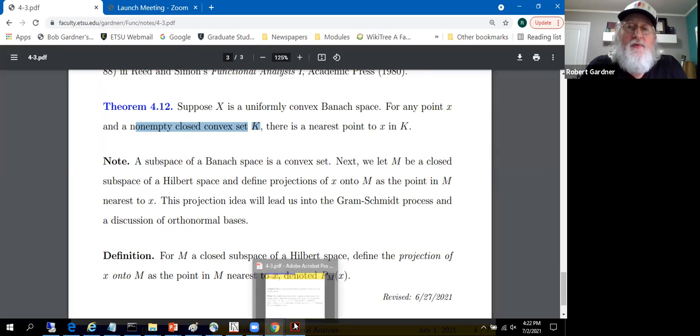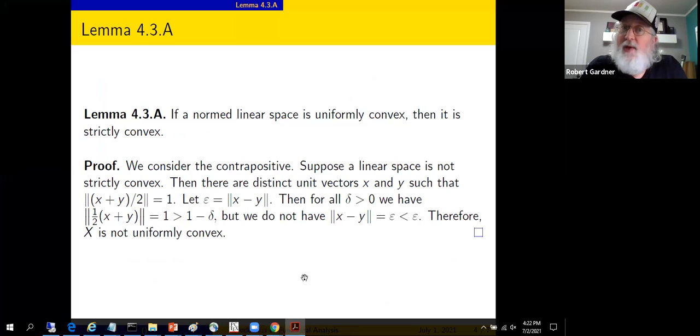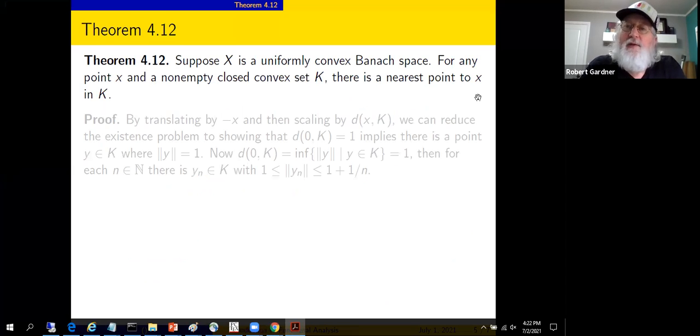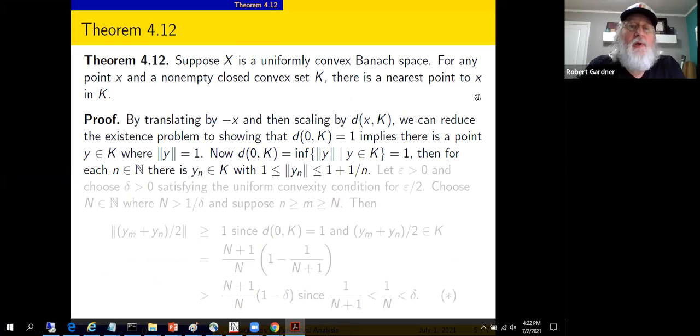Let's look at the proof. Similar to the first result we had, we're going to translate and more. We're going to scale some things too. As we did in the first proof in this section, let's translate by -x. So we'll take point x, move it to the origin, and we'll take set K and translate it to the set K minus x. Okay, so that puts the point at the origin.